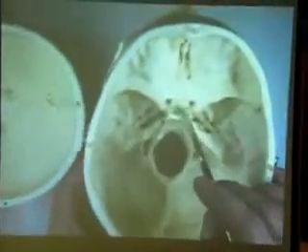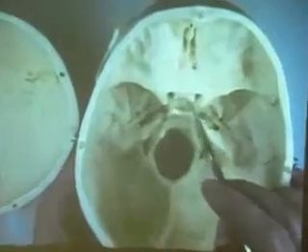There is a structure within the skull that some of you have to learn, and this structure, also in the sphenoid bone right here, is called the sella turcica.